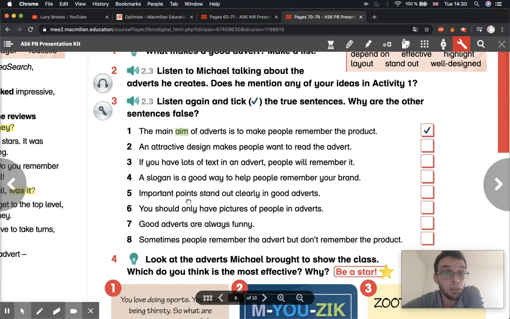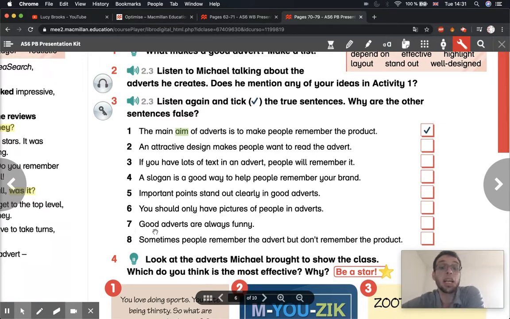Number 5, important points stand out clearly in good adverts, right? So that means the important things about the product are maybe sort of more noticeable on the advert. Okay, so the good things about the product, you have to sort of write them in big and make sure people can see the benefits. Number 6, you should only have pictures of people in adverts. I'm not sure if that's true. Maybe you need pictures of other things. Anyway, we have to listen and find out.